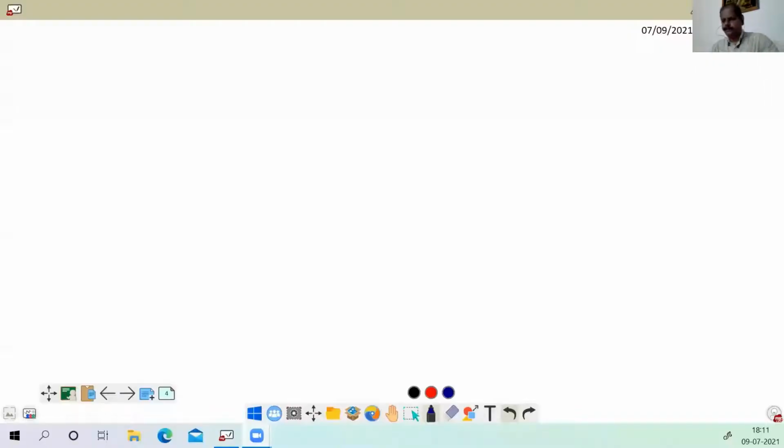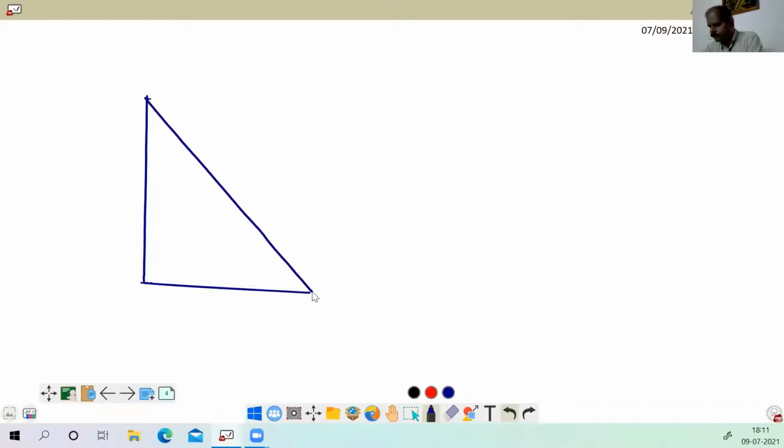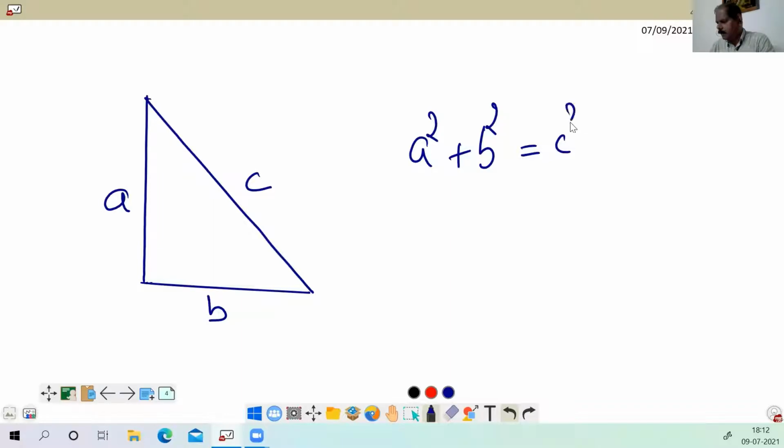Today we are going to prove the famous Pythagoras theorem. So what is Pythagoras theorem? In a right angled triangle with altitude A and base B, hypotenuse C, this is altitude A, base B, hypotenuse C. We have A square plus B square is equal to C square. So this is the Pythagoras theorem.